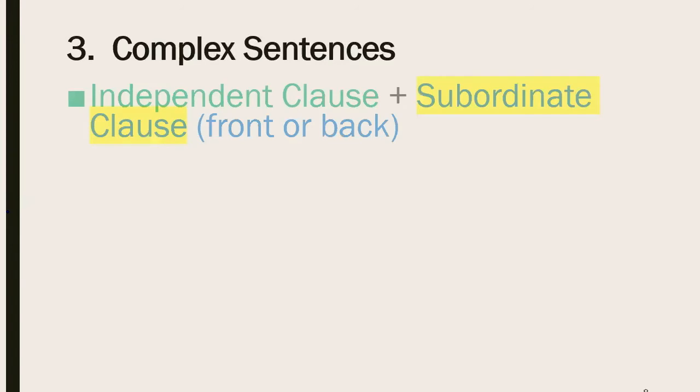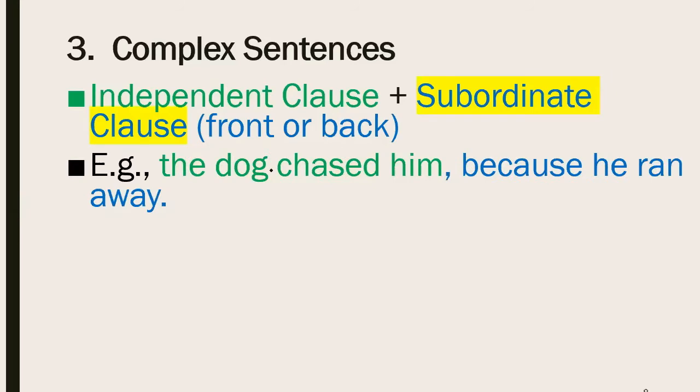So what are complex sentences? It's a little bit more complicated than compound sentences. Complex sentences are independent clauses plus subordinate clauses. The subordinate clause can be at the front or at the back of the independent clause. This is an example: the dog chased him. This is an independent clause, right? You have the dog as the subject, chased as the verb, and this is a complete idea, a complete thought. The blue is a subordinate clause: because he ran away. You have he as a subject, ran is the verb. Because he ran away, what? It's not complete. The idea is hanging in the clouds.